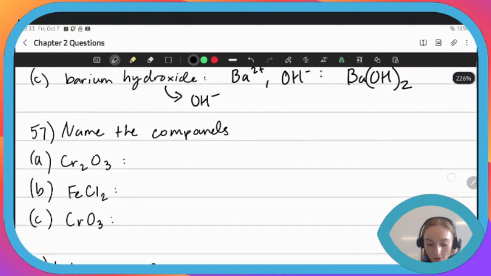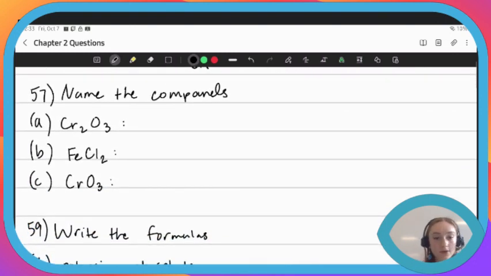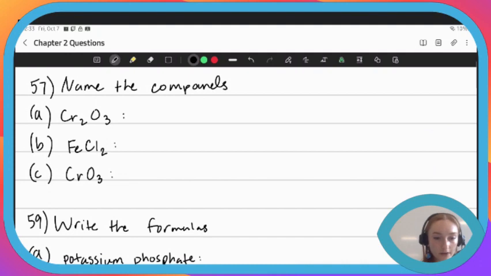So now let's go over naming compounds. Naming compounds gets a little bit more tricky with different transition metals because you need to keep track of their charges. So you always need to put down the number next to the metal to signify what charge it has. In this one, I'll give an example of that. We have Cr2O3, and this chromium right here can have different charges. It can have a 6 plus, or it can have a 3 plus charge.